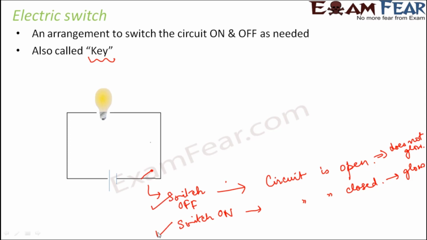So that is the importance of the switch. Whenever the circuit is open, that means the path breaks. The circuit is broken. There is no complete path for current to flow. So there is no current flow, therefore the bulb doesn't glow. So that's about the electric switch.